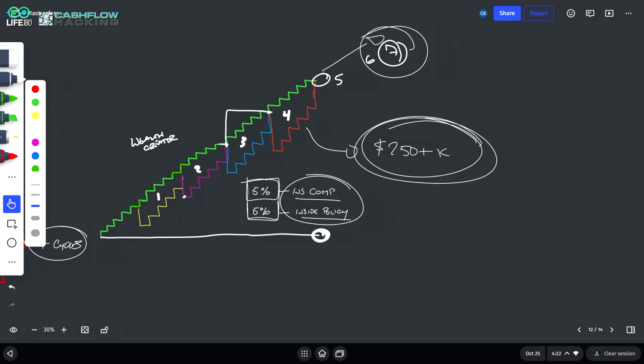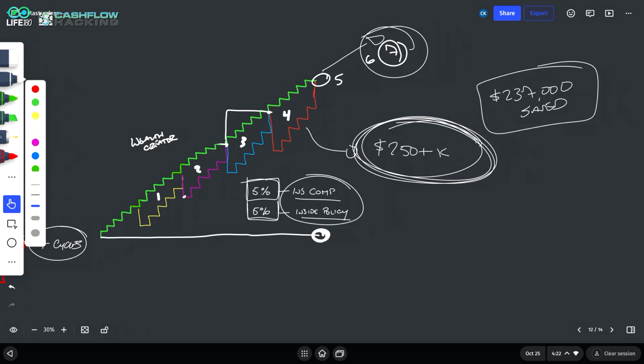you can recapture $250,000. Now, I don't know if you know this or not, but the average 65-year-old in the United States right now only has $237,000 saved. That's in retirement funds, right? So that's the average 65-year-old, okay?